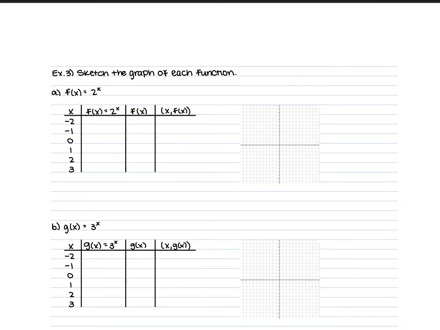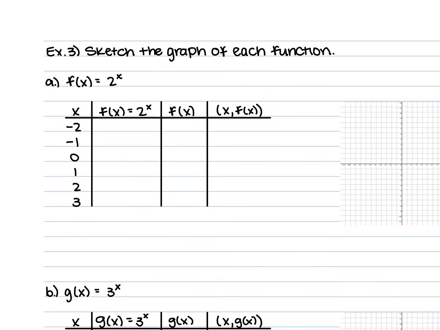So for example 3, we are given the function rule f of x is equal to 2 to the power of x. With these, we're given values for x. We're just going to have to plug them in and simplify. So for the first x value, we have negative 2. So we are going to plug that in and have 2 to the power of negative 2. Remember that the negative 2 is going to turn that into a 1/2 to the second power, which is 1/4.